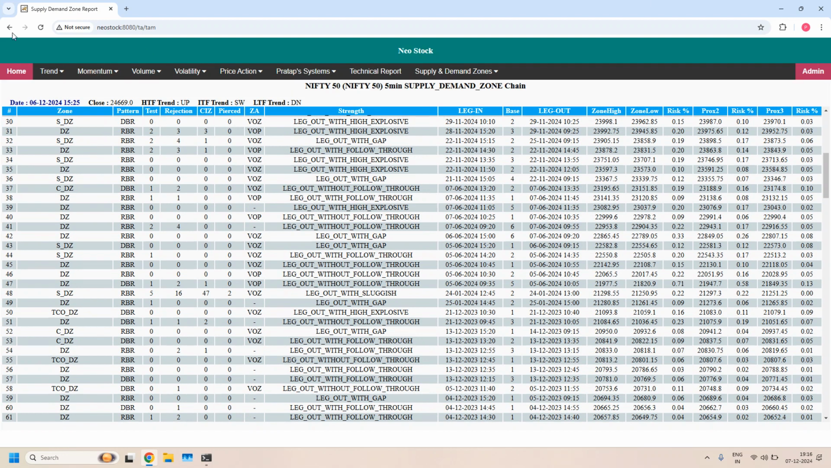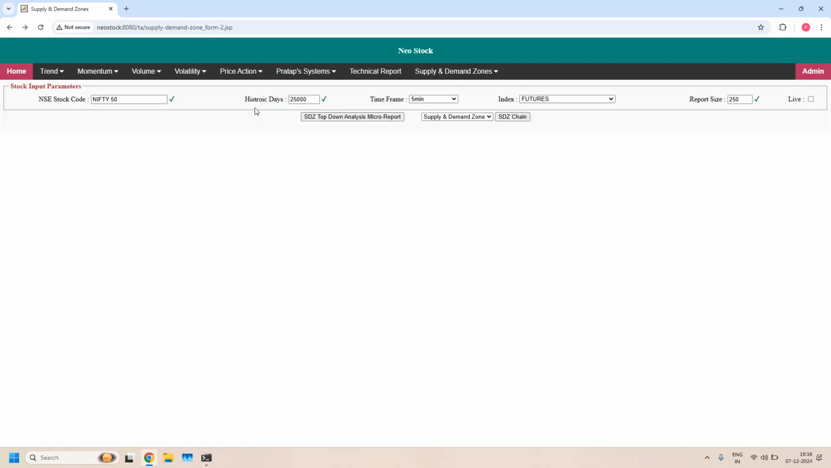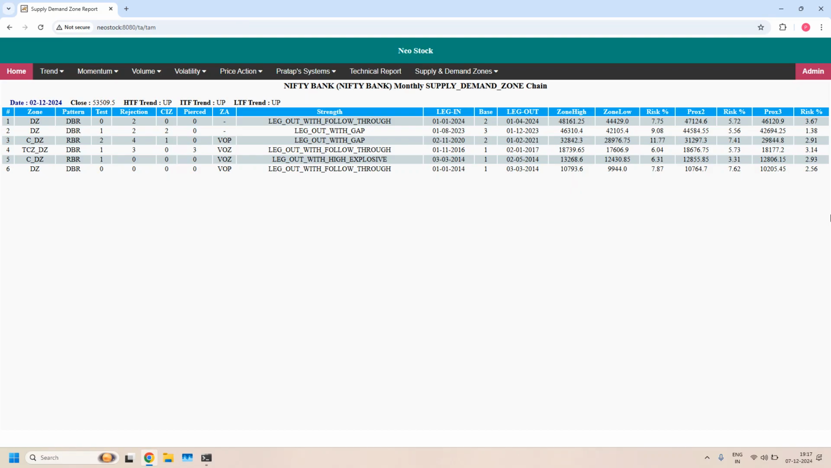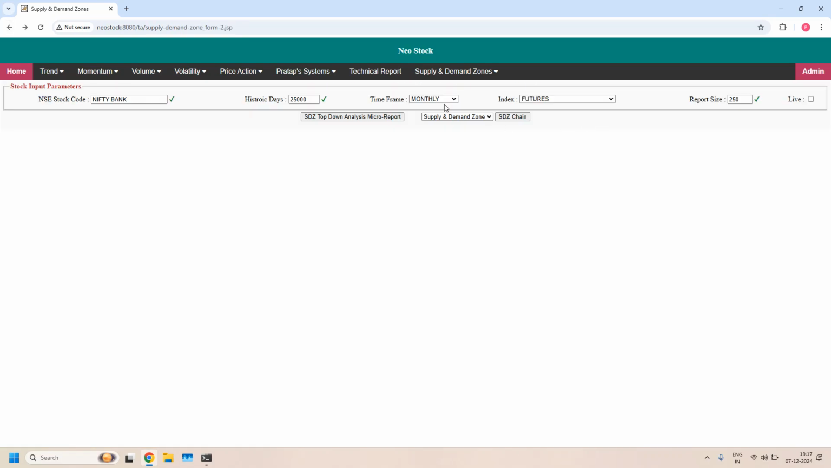Next we will generate the BANKNIFTY supply demand zone chain, that is nothing but NIFTY Bank. Let's start with the monthly time frame. Monthly supply demand zone chain for BANKNIFTY. Next, weekly supply demand zone chain for Bank Nifty.